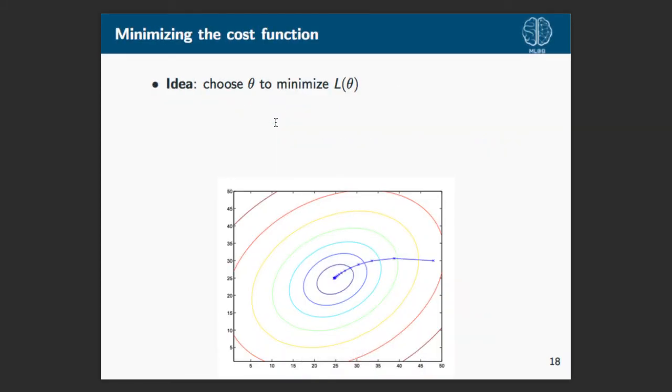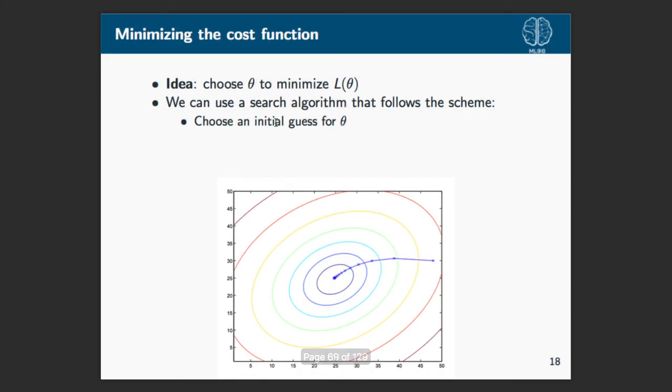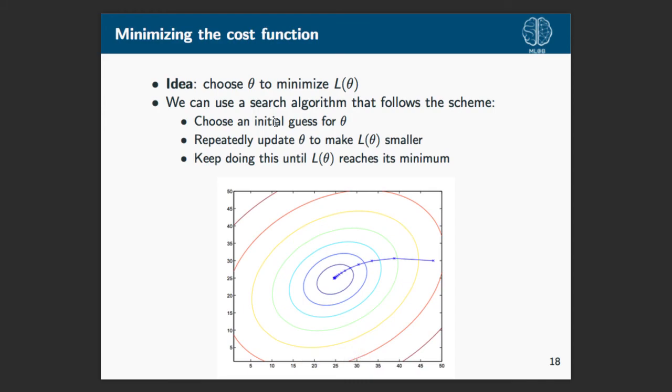So the idea is to choose a random theta, and then we take some step in a direction that we think is going to be better. We're going to change theta a little bit so that it's a little better, and then change theta a little bit again so it's a little better again. So we have an initial guess, and we repeatedly update it to make our loss smaller. We keep doing this until it doesn't change anymore, until we've reached a minimum.